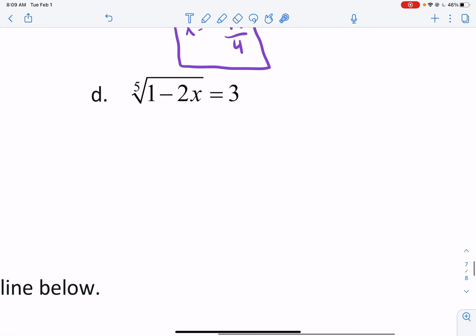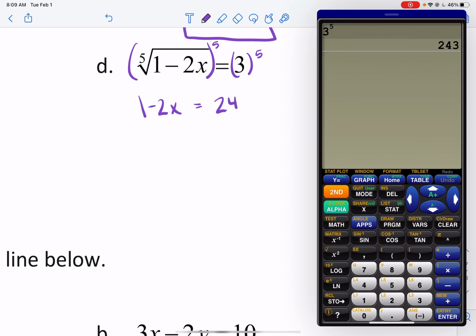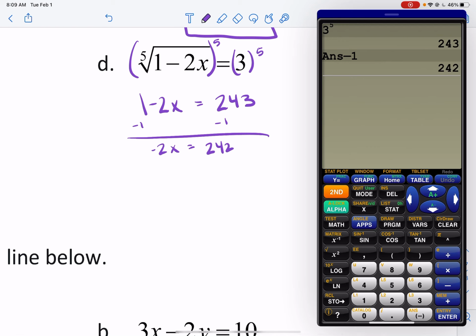Oh, we have a 5th root. This is different this time. To get rid of a square root, we square. To get rid of a 5th root, we'll take everything to the 5th power. So we have 1 minus 2x equals 3 to the 5th power. 3 to the 5th power is 243. We'll subtract 1, so negative 2x equals 242. And then we'll divide by that negative 2, which is negative 121.